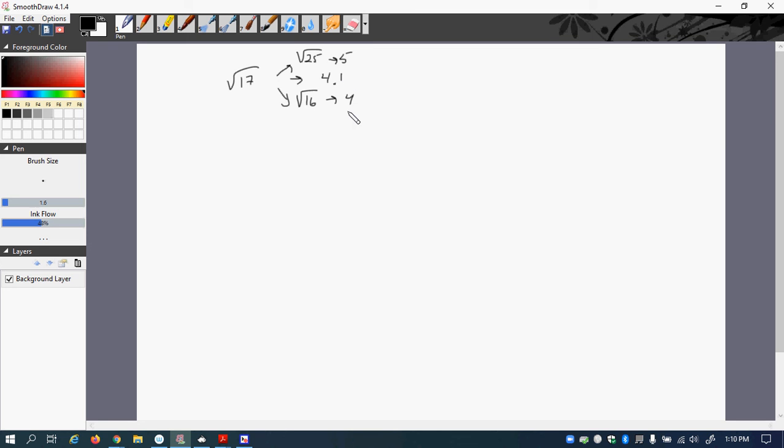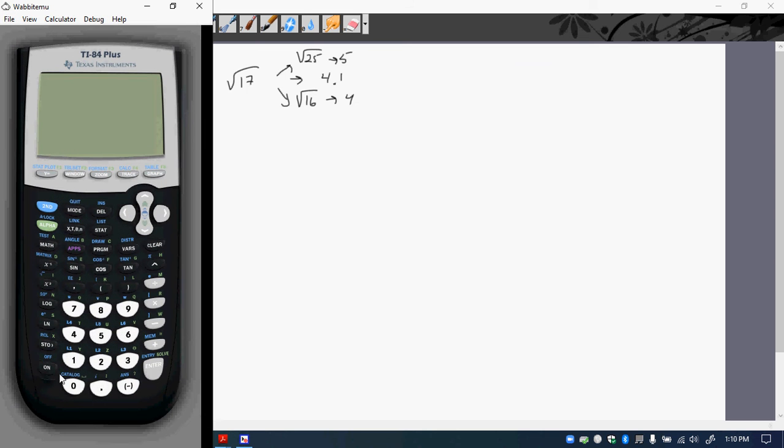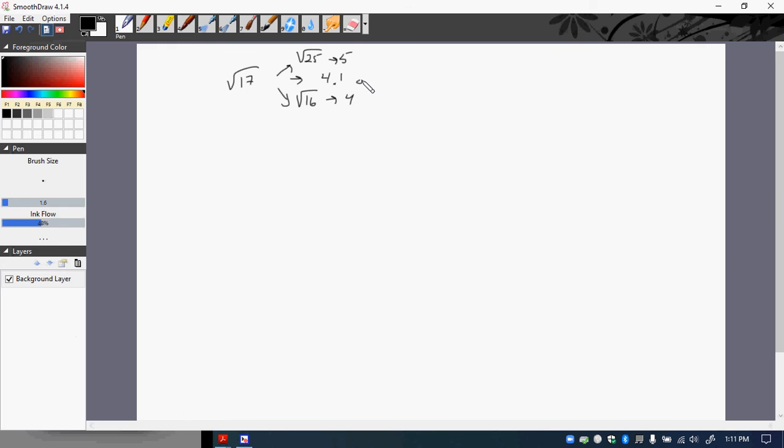If we did this on the calculator to see if we're close, we hit the second square root, and then we put in 17. It looks like, if we had to round it, it would be 4.12. So this is rounding, and on the homework and quizzes they will probably tell you to round, maybe to the thousandths, or the hundredths, or the tenths. So you definitely need to do that.